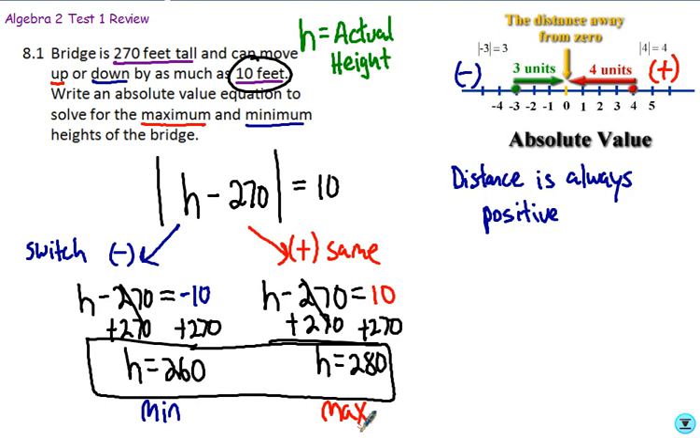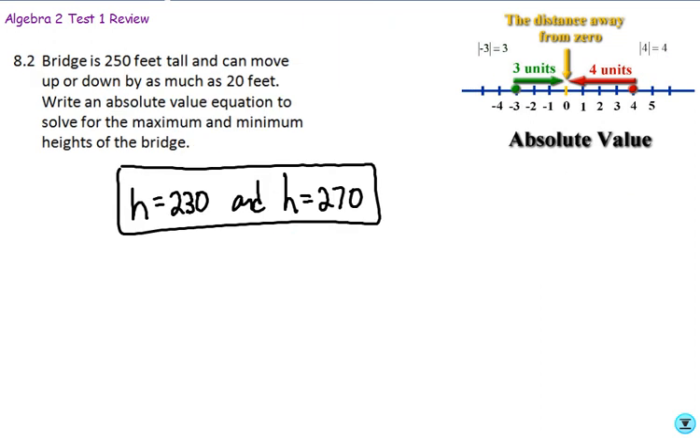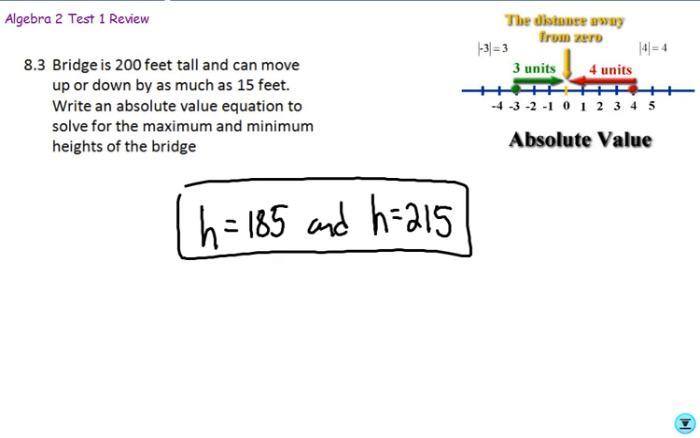Alright, so go ahead and pause now and try 8.2 and 8.3. Alright, so let's take a look at 8.2. You should have got h equals 230 and h equals 270, and then for 8.3 you should have got h equals 185 and h equals 215. Alright, so that finishes up problem number 8.